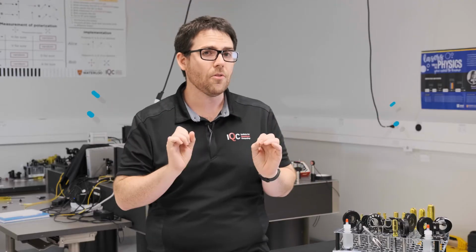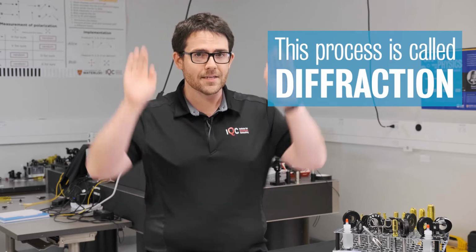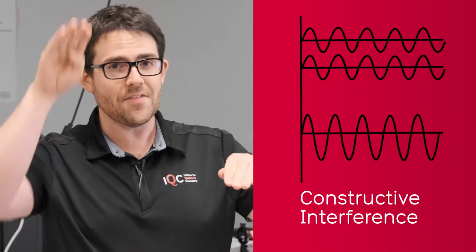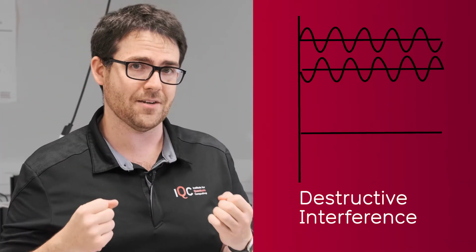Light is an electromagnetic wave. Just like water waves, when light encounters a small object, the waves bend around it. We call this process diffraction. When those waves meet again, if they meet in phase with each other, we'll see constructive interference. If they meet out of phase, they'll cancel each other out through a process called destructive interference.